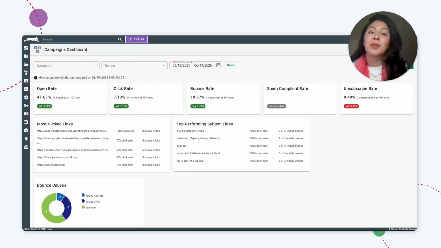No agency gets it perfect out of the gate, and that's not the point. These metrics exist to help you learn, not grade you. The agencies that improve over time are the ones that pay attention, make small adjustments, and just keep going. EZLynx gives you the visibility to do exactly that.